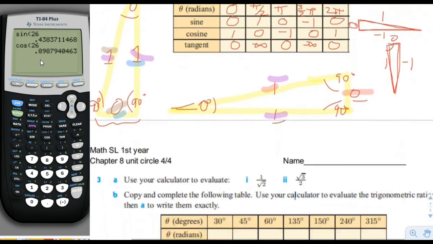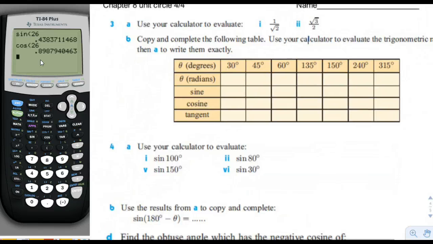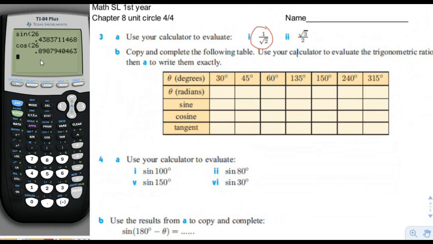Okay? All right. Number 3, use your calculator to evaluate 1 over square root of 2 and square root of 3 over 2. 1 over square root of 2 is about 0.707.